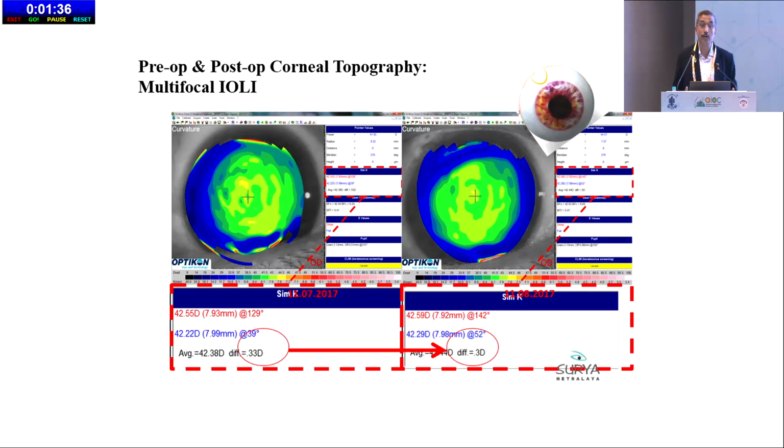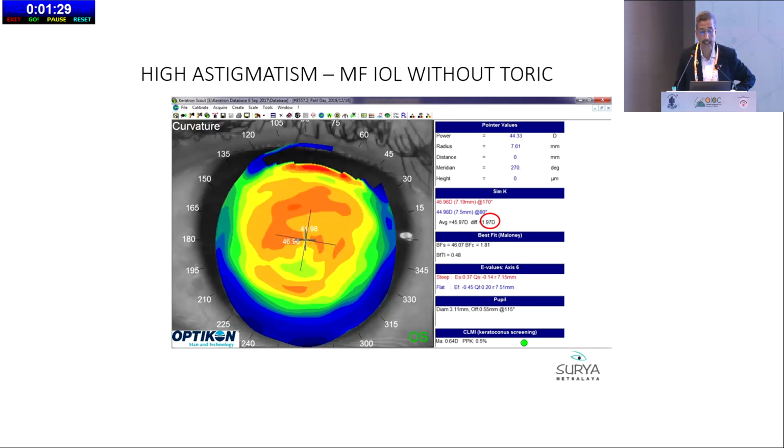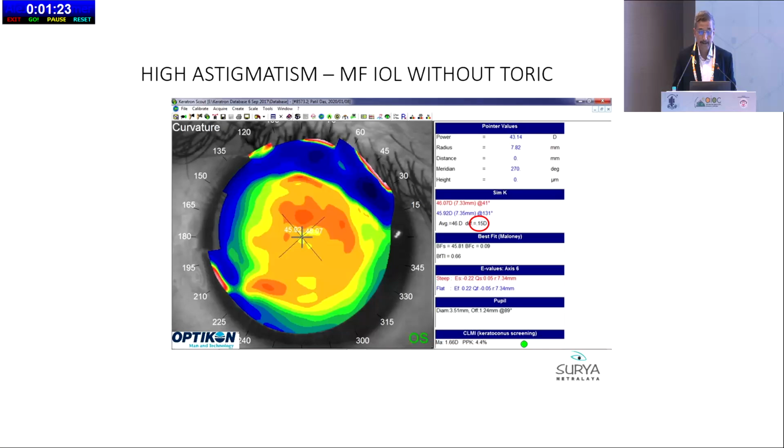So an astigmatism of 3 diopters can be completely taken care of. If we are able to do that, even without putting torics, we can use EDOFs or even multifocals with SICS. And it will give us equally good results at a much, much lesser cost.